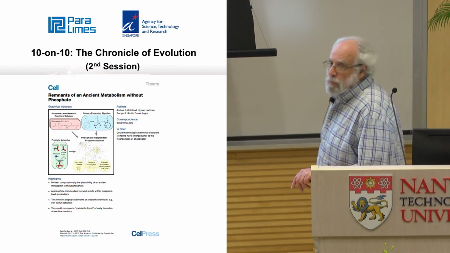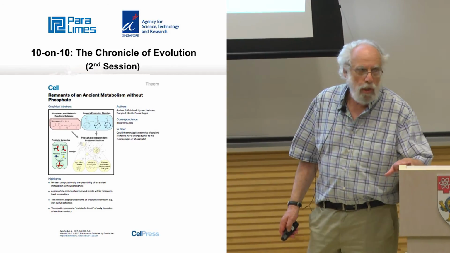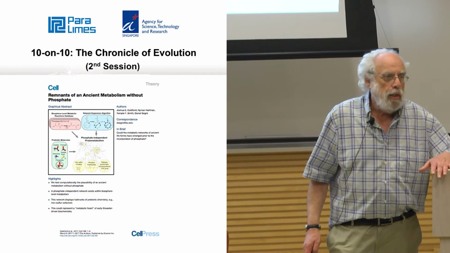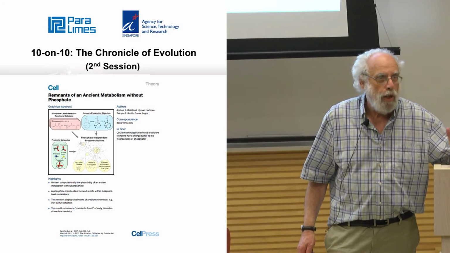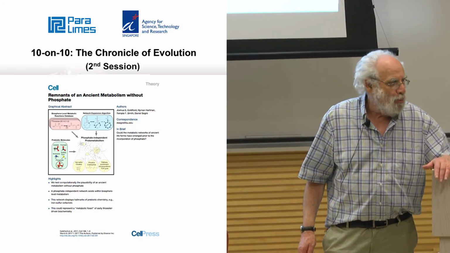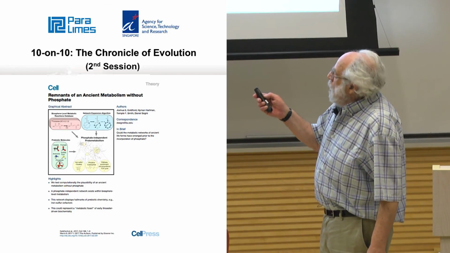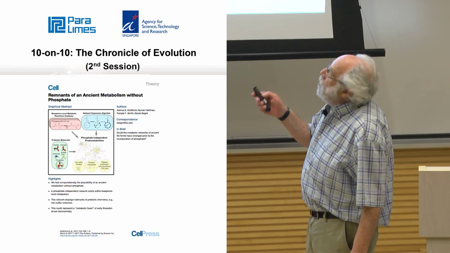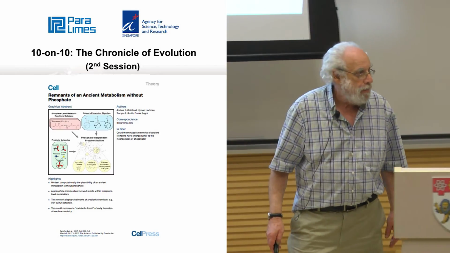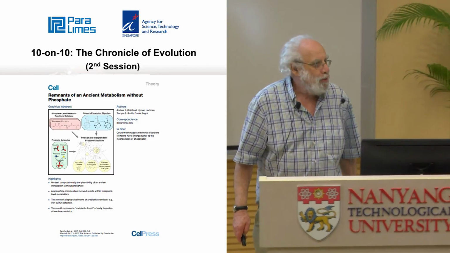So this is a paper hot off the press. It was just published in Cell in 2017. It is the remnants of an ancient metabolism without phosphate. How would you try to show that?